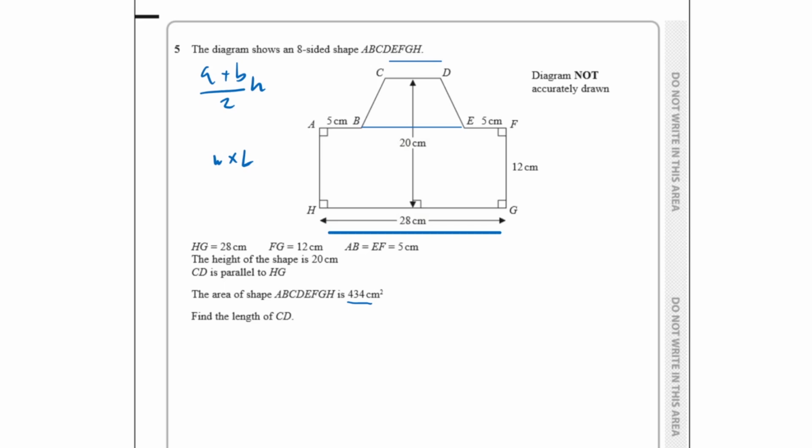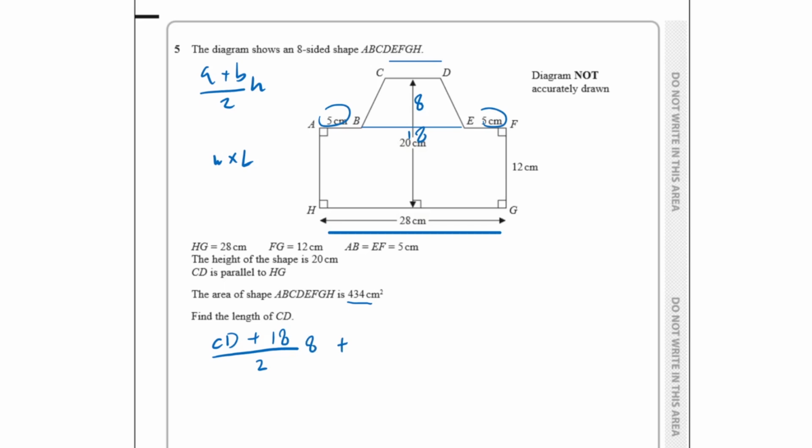Now, A we'll put here as CD plus B. The bottom of the trapezium is 28 minus 10, so that is 18, plus 18 divided by 2 times height. Now, the total height of the object is 20 centimeters, and the height of FG is 12 centimeters. So 20 minus 12 is 8, times 8. Now we combine this with length times width.